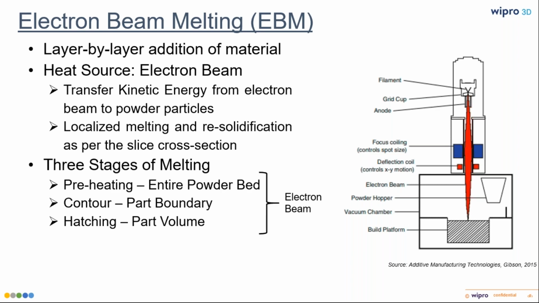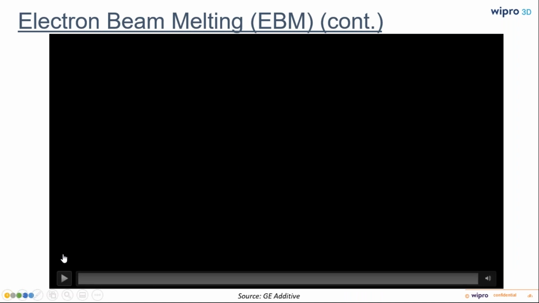And this process can be characterized by 3 stages of melting. So firstly, you have the entire bed getting heated, which is known as the preheating theme. Then you have the contour melting, which is mainly the part boundary getting melted. And then you have the hatching, wherein the part geometry gets melted. And after each melting cycle, the powder bed gets lowered by a layer thickness, which is a parameter that we can set. And it's interesting to note that all of these melting actions are taken care of by an electron beam. Again, so now I'll just show you a brief video about what I was talking about, the process.